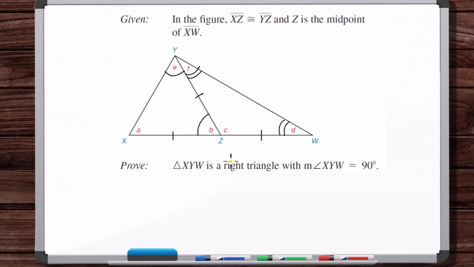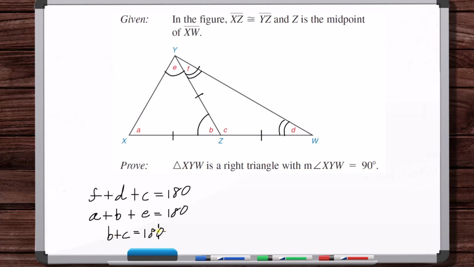All right, so what we can do next is say F plus D plus C is equal to 180. Also, A plus B plus E is equal to 180. Also, B plus C is equal to 180. And actually, we could also work with A plus E plus F plus D is equal to 180.